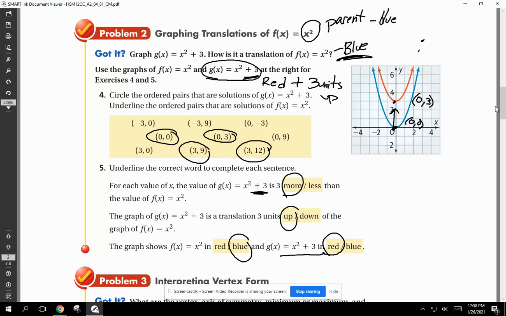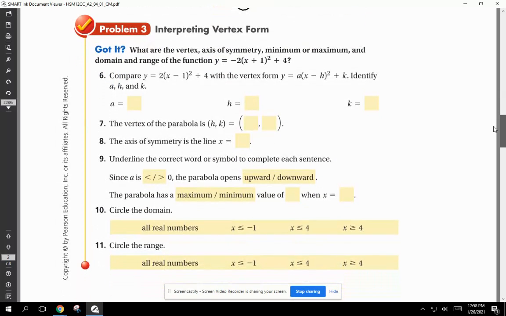Okay, problem 3, interpreting the vertex form. This is when they actually introduce the vertex form for you guys. What are the vertex, axis of symmetry, minimum, maximum, and domain and range of the function? These are questions they're always going to ask when you learn parabolas. So the vertex we know is the point. The axis of symmetry is the x value of the point. The minimum or maximum: if it goes up, that's the max. If it goes plus, it'll be a minimum. So this is a max, because the vertex is a max point. This is a minimum point. And the domain and range.